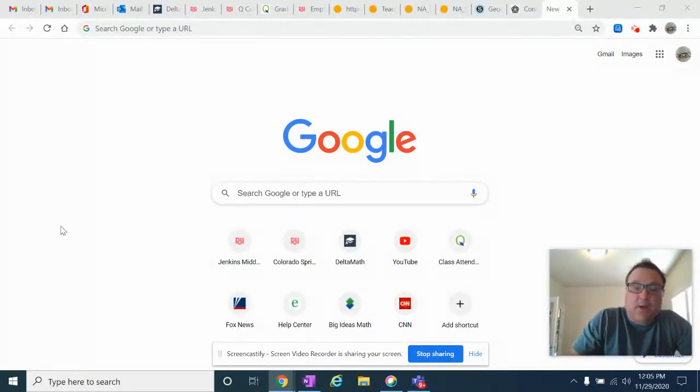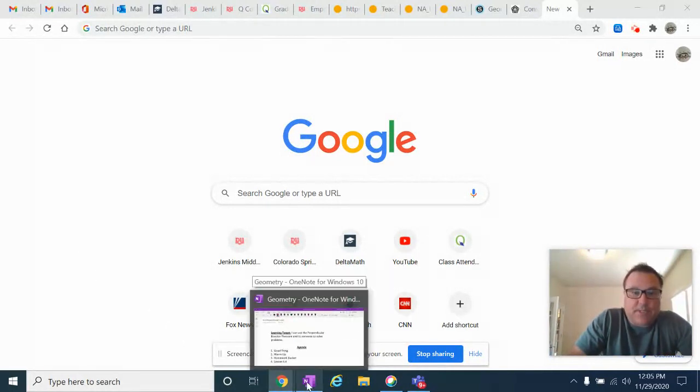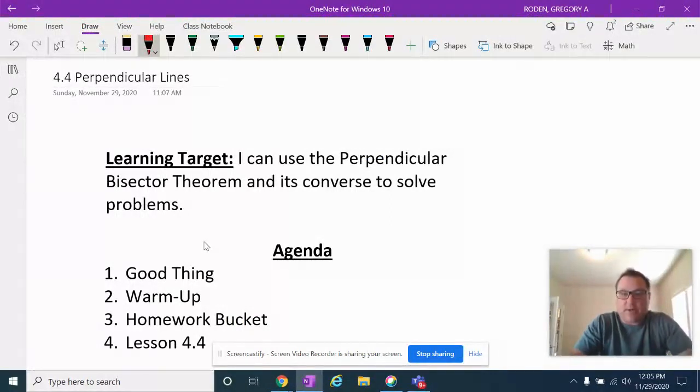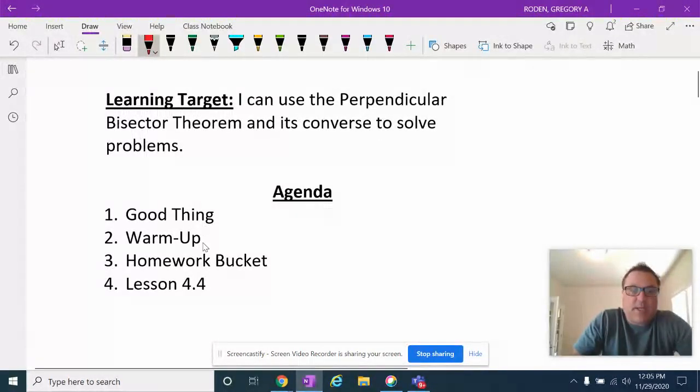So sound good? All right, so let's go ahead and take a look at our agenda for today. Our learning target is: I can use the perpendicular bisector theorem and its converse to solve problems. So our agenda today is a good thing, and then we're going to do a warm-up. Then we're going to look at the homework bucket. And then after that, we'll do lesson 4.4. I think I want to look at the homework bucket first and then do the warm-up. I think I want to start changing that up. I think it's better to look at the homework bucket first and then get into the warm-up.